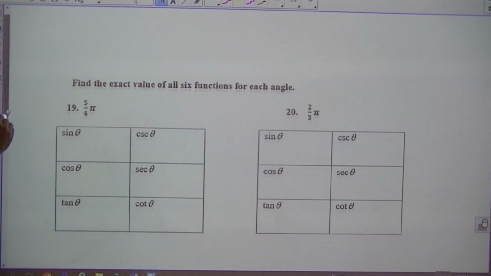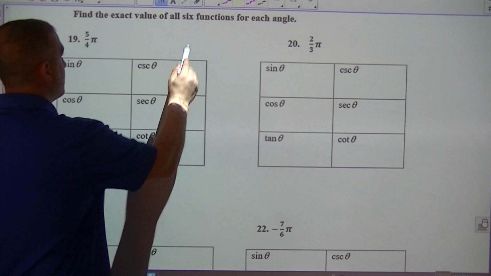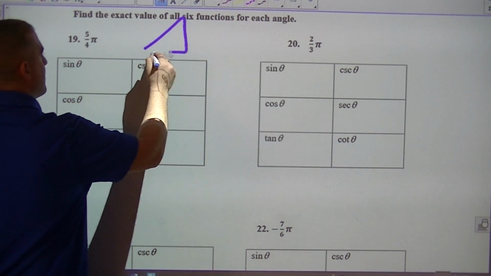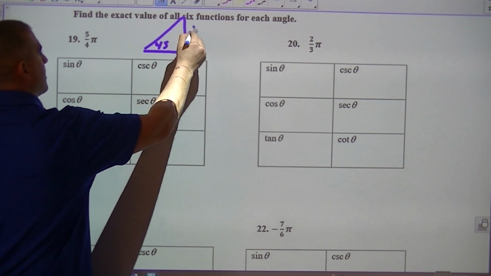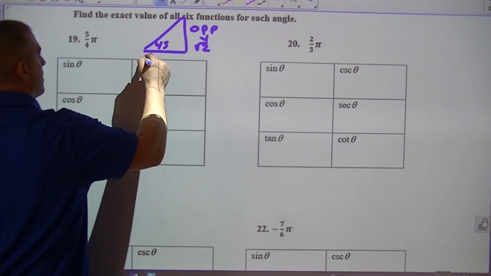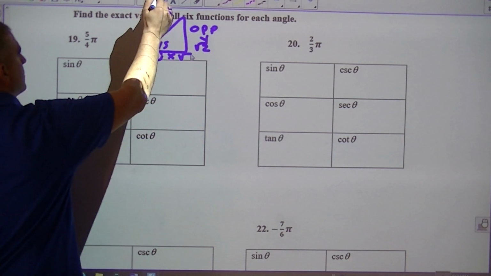Okay? So now we're going to find all of these here. So it's just a continuation. All right, 4, that means I automatically know that's a 45. Opposite with y, which will be square root of 2. Adjacent with x, which will be square root of 2.